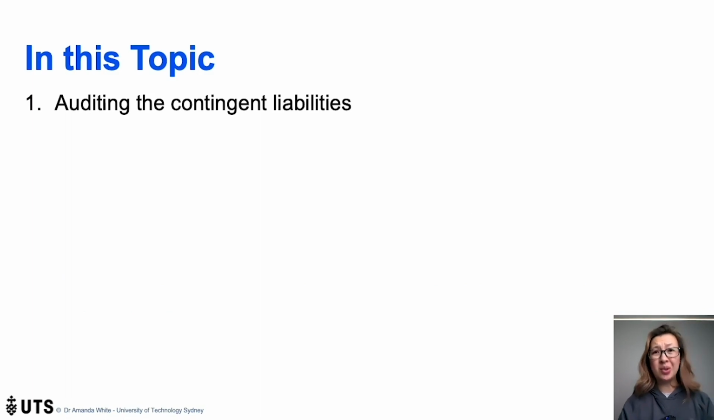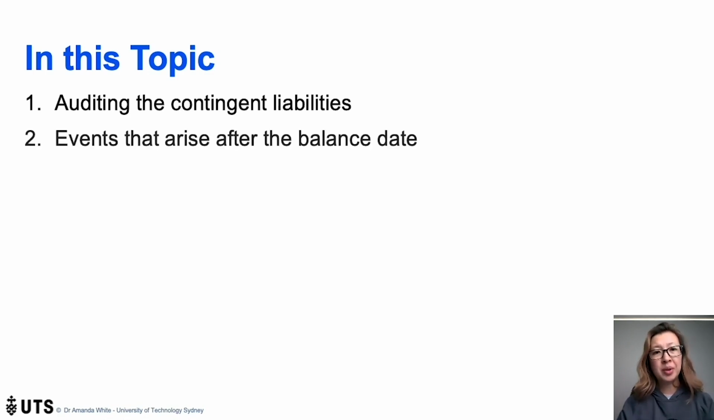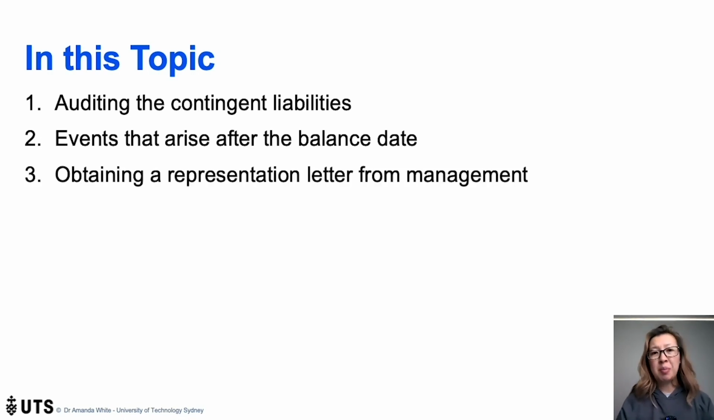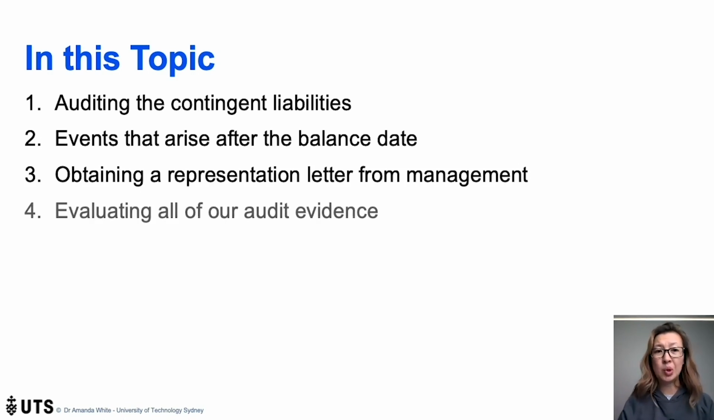Well, we're going to look at auditing contingent liabilities. We're going to cover a whole lot of things that we tend to do just at the end of the audit, and contingent liabilities is one of those. The next one is events that arise after the balance date, things that we'll find out as the auditor after the end of the financial period. Obtaining a representation letter from management.